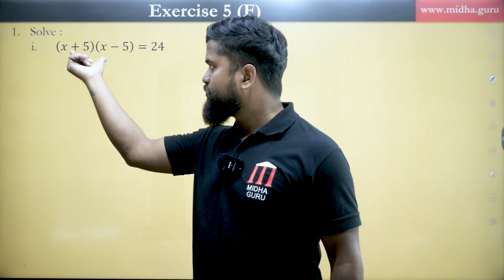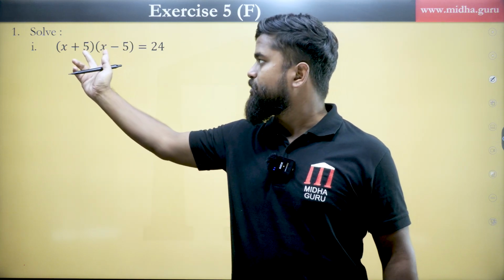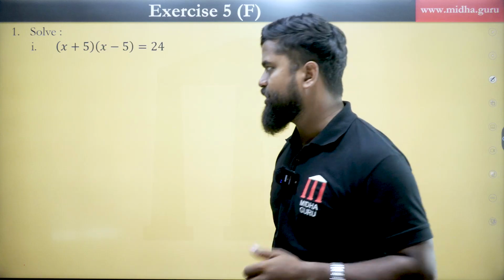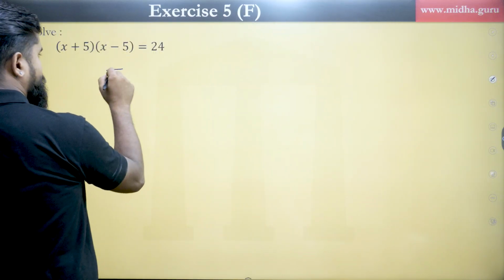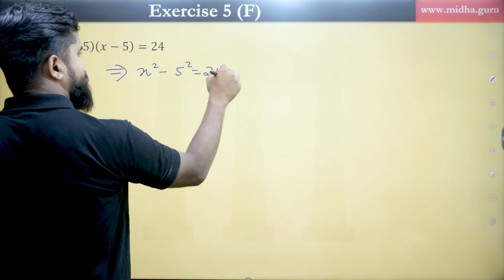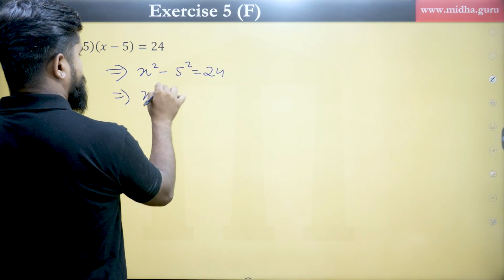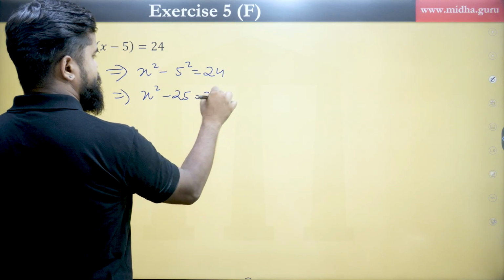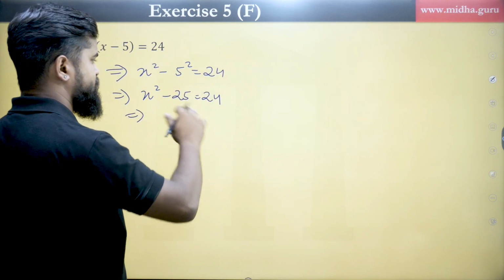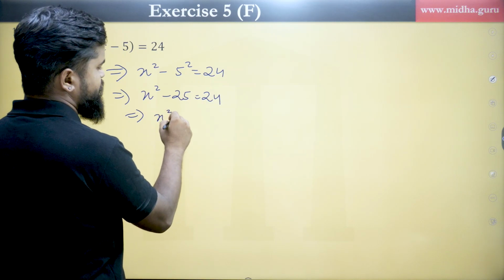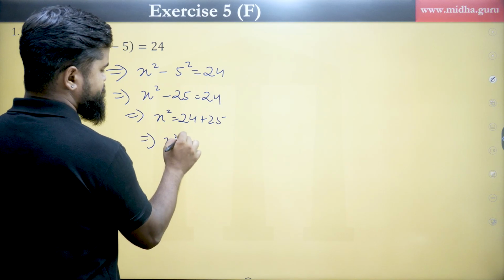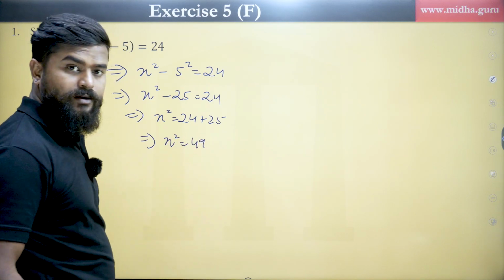For this, first we need to find the product of these two binomials. We know that (a + b)(a - b) = a² - b². So this will become x² - 5², which is equal to 24, which is x² - 25 = 24. We take the negative 25 to the other side of the equals and it becomes plus. So x² = 24 + 25, which means x² = 49.